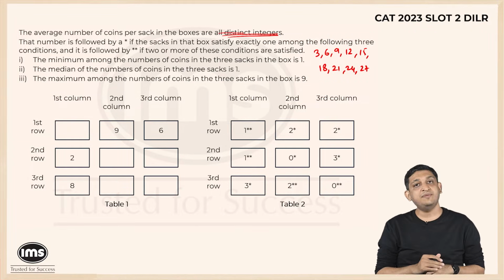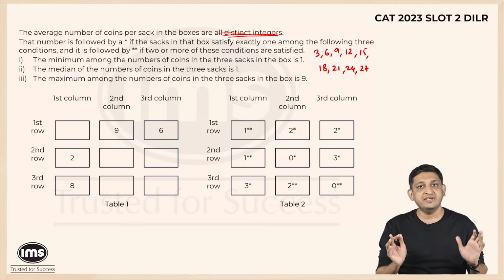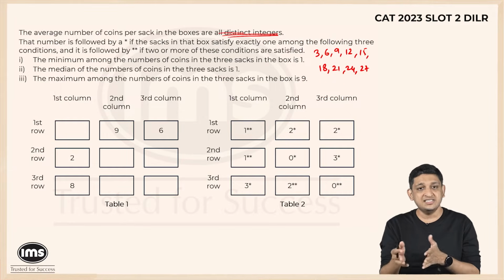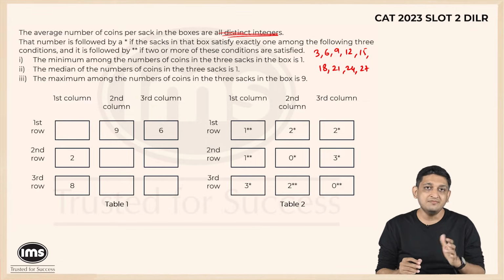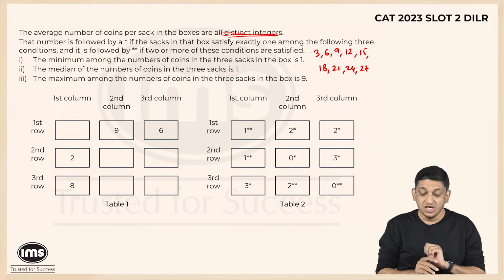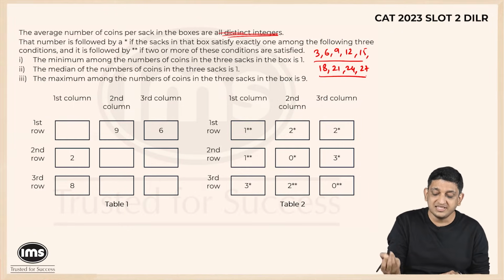So these are the 9 multiples of 3 that are present from 3 to 27. These 9 will be the sums that are present in all these boxes. We know that each row has the same sum, each column has the same sum. What is the sum total of all these numbers that I have mentioned here?